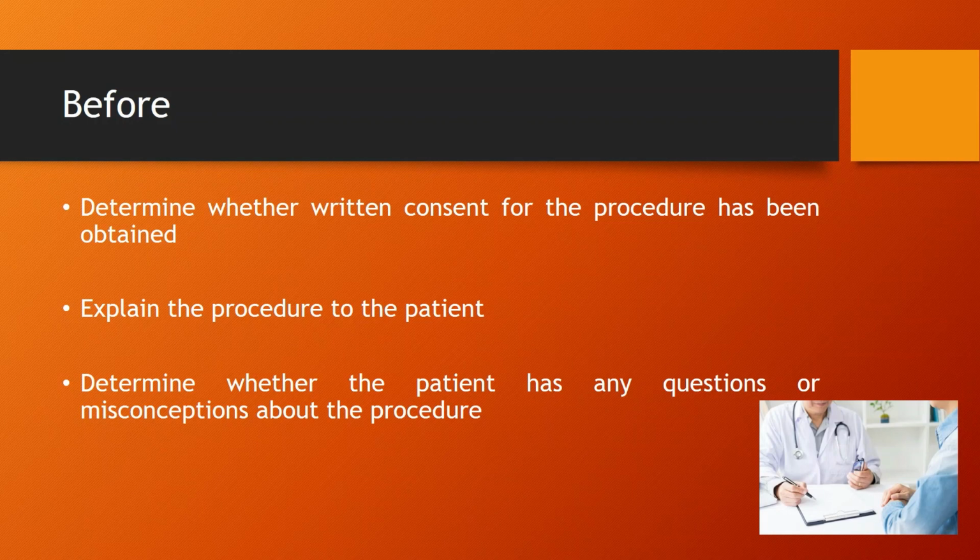Before the procedure, the nurse must determine whether written consent for the procedure has been obtained. This is for verification whether the patient has accepted the procedure. Next, explain the procedure to the patient and describe sensations that are likely during the procedure, which are a sensation of cold as the site is cleansed with solution, and a needle prick when the local anesthetic agent is injected. The next is to determine whether the patient has any questions or misconceptions about the procedure. This is to reassure the patient that the needle will not enter the spinal cord or cause paralysis.